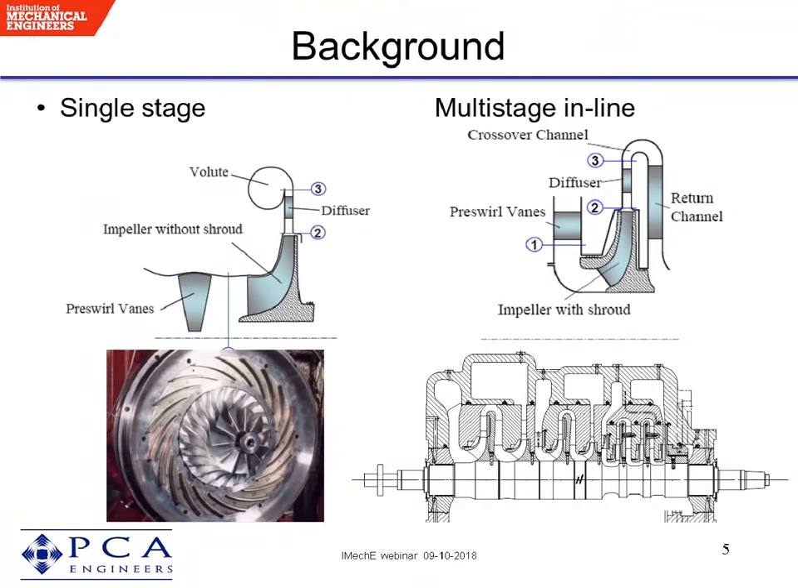On the right is a typical multi-stage impeller used for a multi-stage inline compressor. This has an inlet guide vane in the radial inlet. It has an impeller with a shroud cover attached to it. It then has a diffuser, but the flow has to come back to the next stage, so we then have what's called a crossover channel and a return channel down to the inlet of the next stage. And because the flow after the diffuser still has swirl in the flow, there are blades in the return channel.